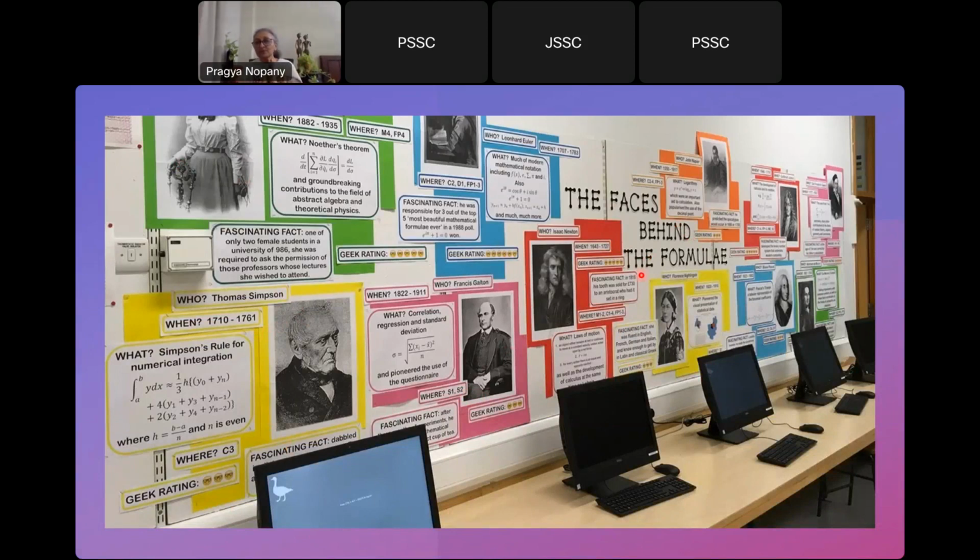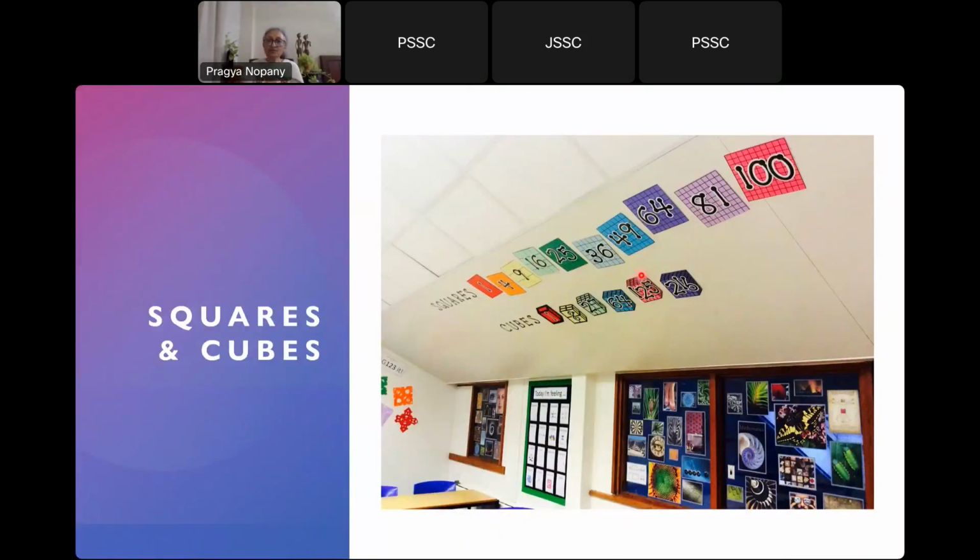So look at the beautiful way the wall has been decorated with mathematical ideas. Then squares and cubes. Now look at the roof. The squares are 1, 4, 9, 16, 25, 36, 49. Cubes are 1, 8, 27, 64, 125. So again, it's a beautiful way of decorating the classroom walls.